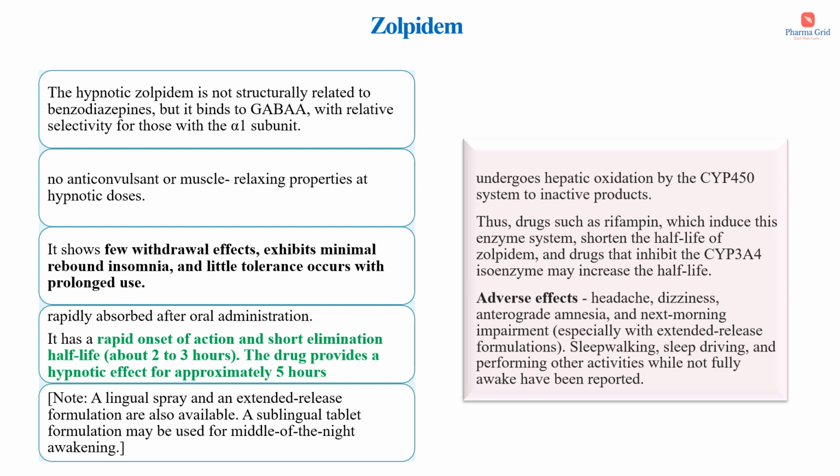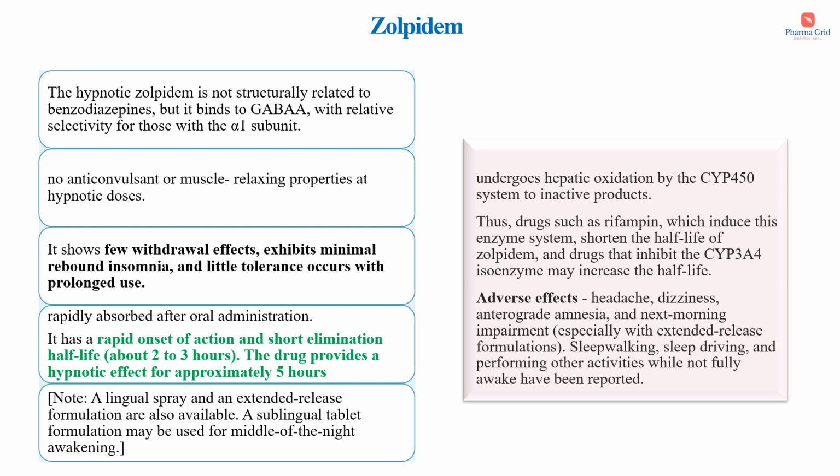A lingual spray and an extended release formulation are also available. A sublingual tablet formulation may be used for middle of the night awakening. Then zolpidem undergoes hepatic oxidation by the cytochrome P450 system to inactive products. Thus, drugs such as rifampin, which induces the enzyme system, shorten the half-life of zolpidem, and drugs that inhibit the CYP3A4 isoenzyme may increase the half-life. Okay, so zolpidem has drug interactions if enzyme inducers or enzyme inhibitors are co-administered.